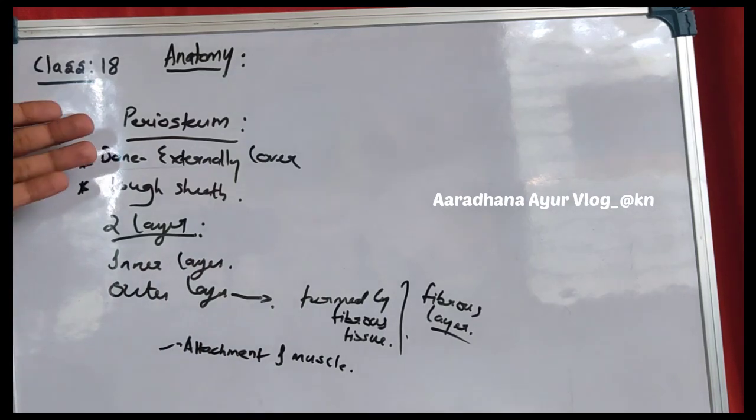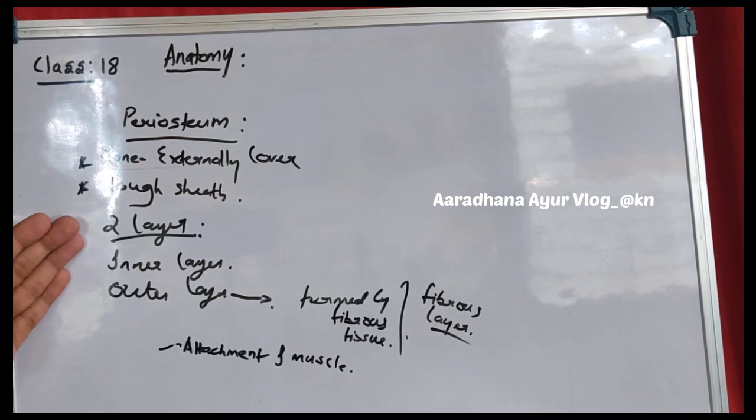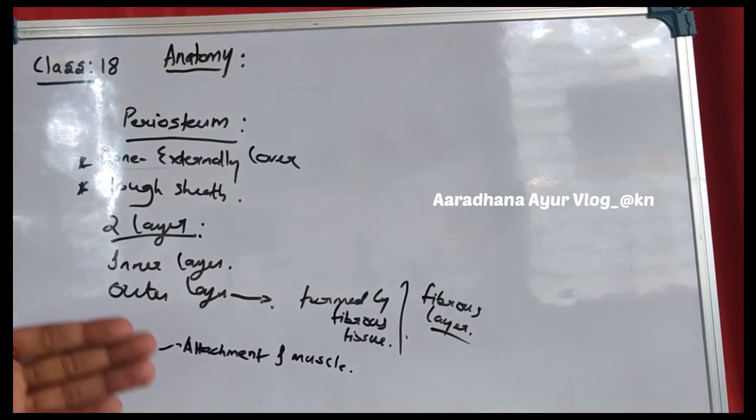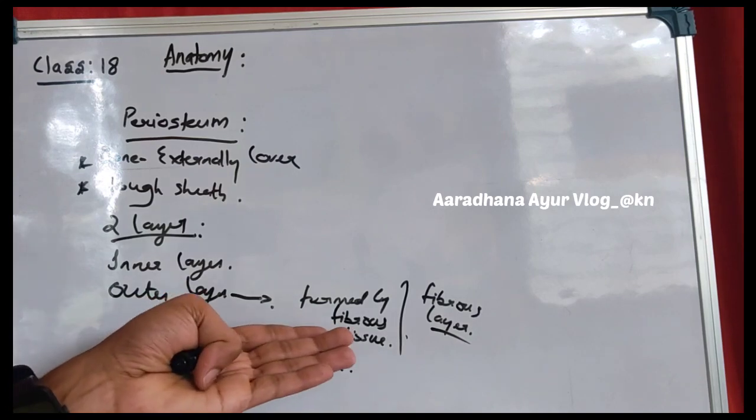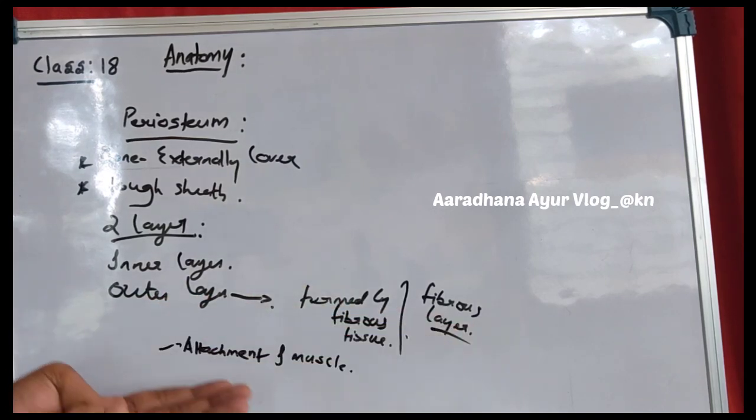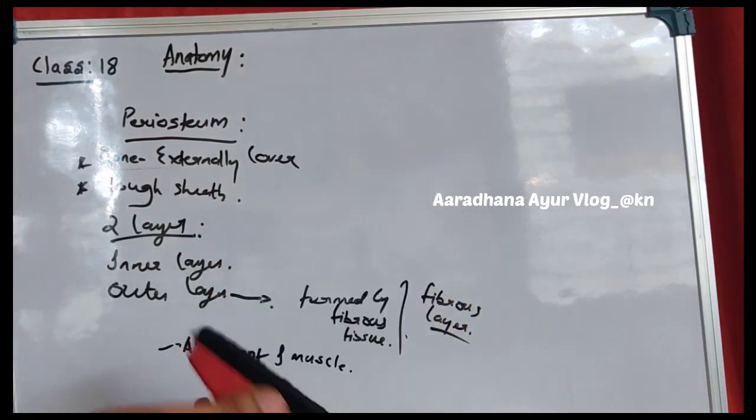So I had told you the periosteum covers the bone externally and is made of a tough sheath. Two layers are there, inner and outer. The outer layer is present in the outer region and is formed of fibrous tissue, so it is known as the fibrous layer. Its main function is the attachment of the muscles. Muscles get attached in this layer.